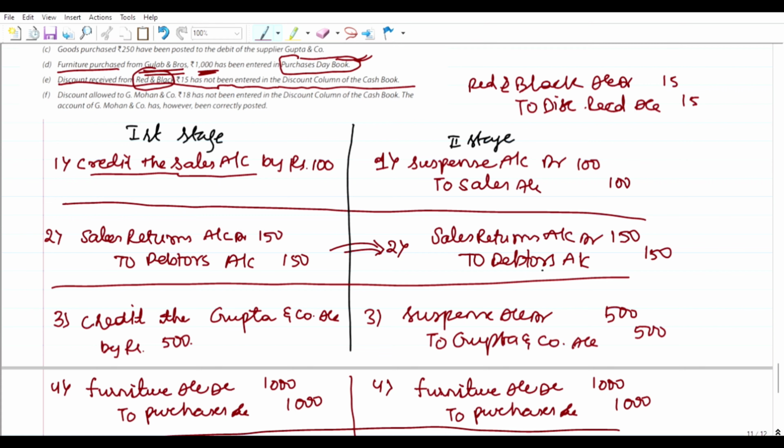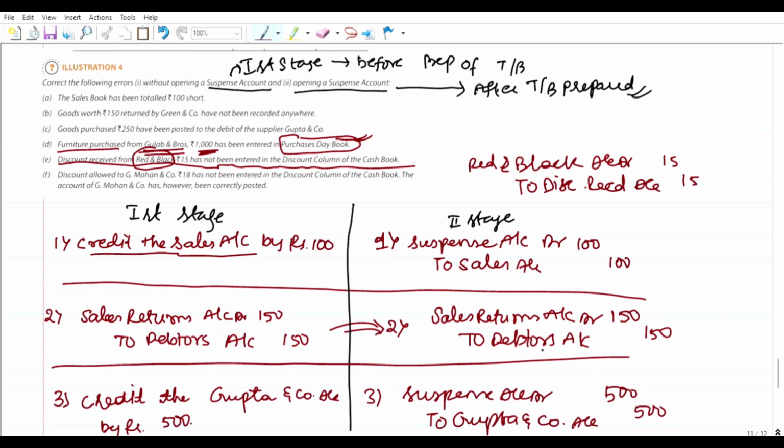What happened here? They have not written the entry. The discount received from Red and Black account, rupees 15, has not been entered in the discount column of the cash book. Whenever any entry is not recorded in the cash book, which is both a ledger account and also the journal, the ledger account is not affected, and the journal entry has also not been incorporated.